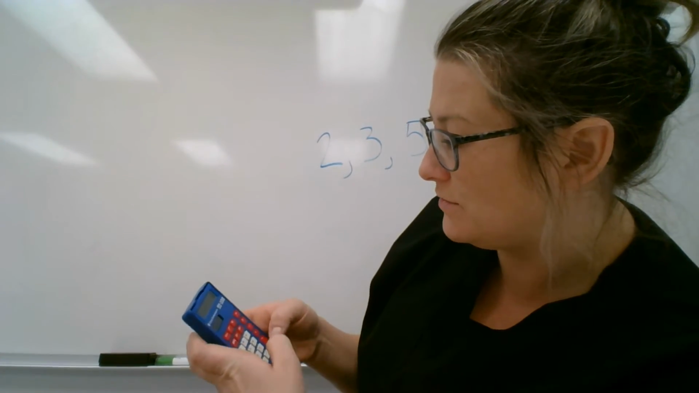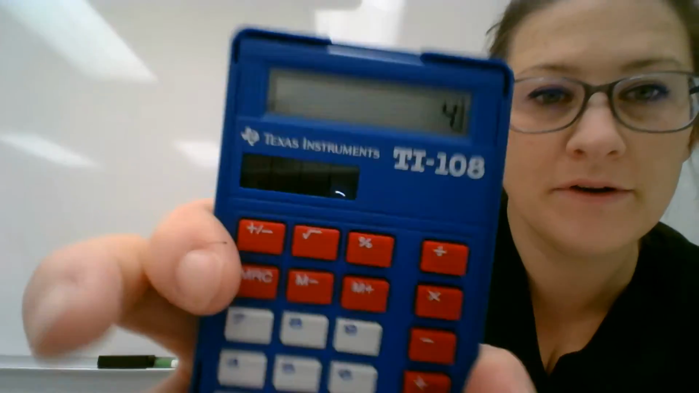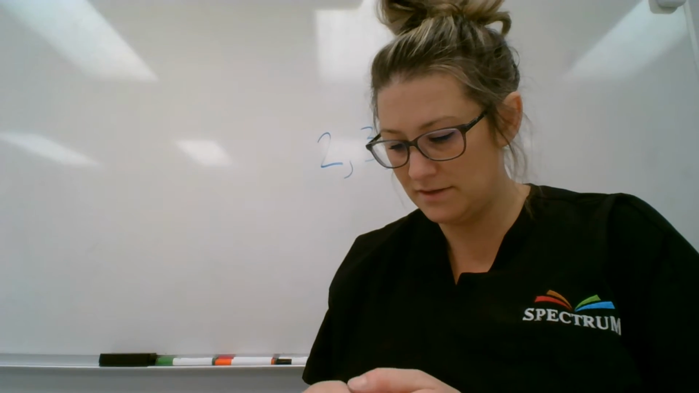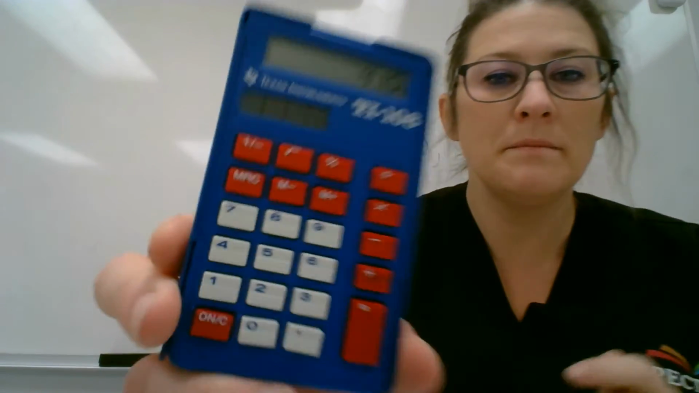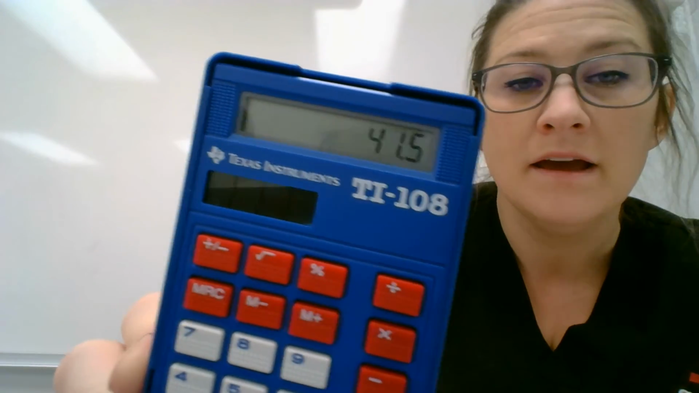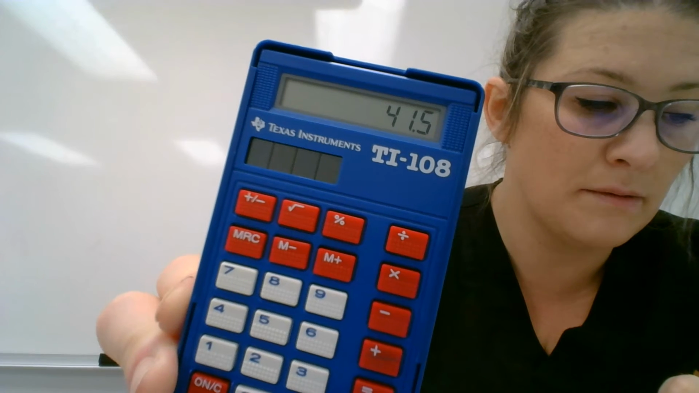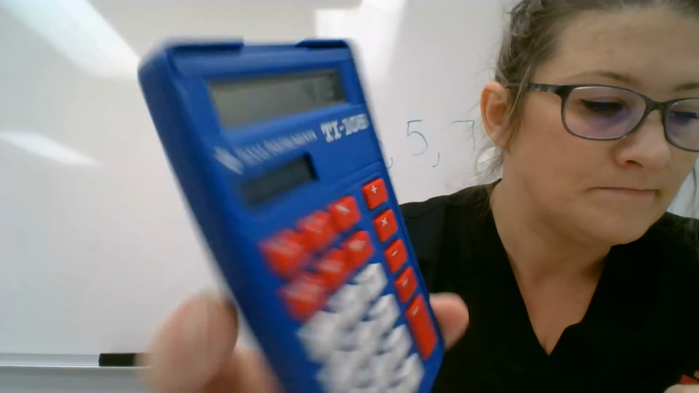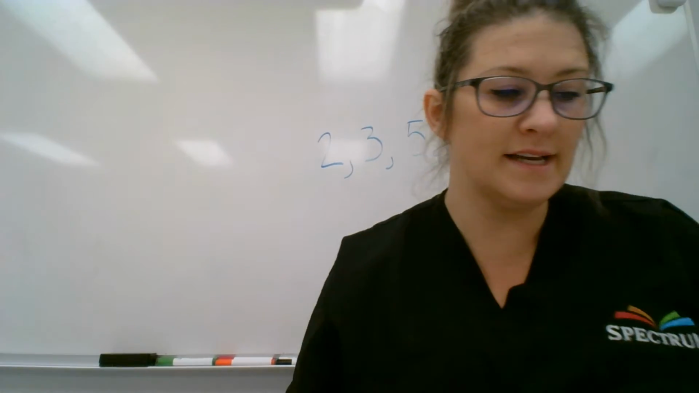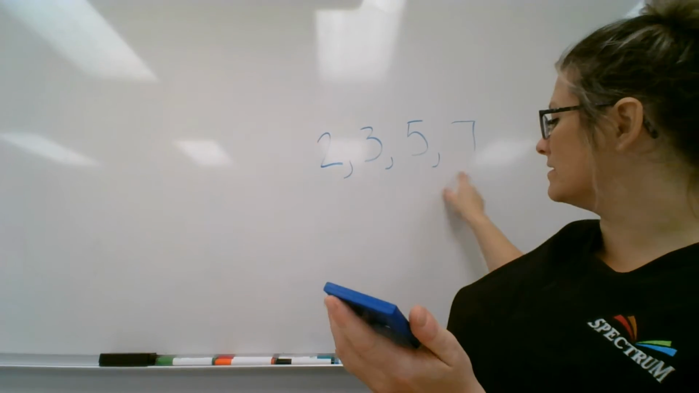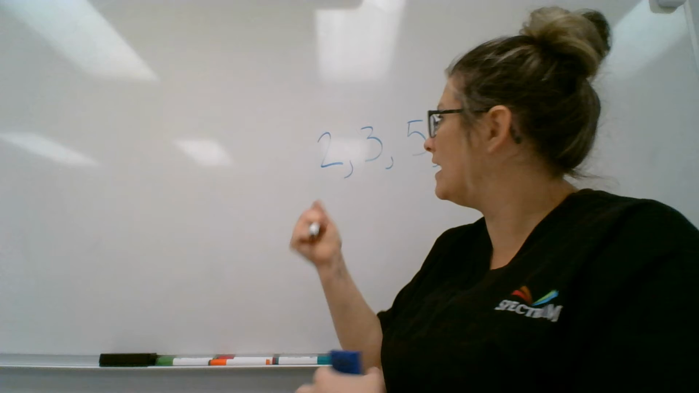83 divided by 2 equals 41.5. Okay, so this is a decimal number. It is not a whole number, okay? So we're going to test it now by dividing by 3. So we have to test it by all of these numbers. So what's our number? 83.